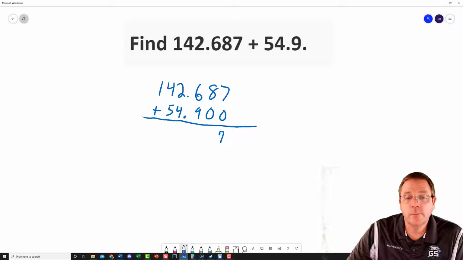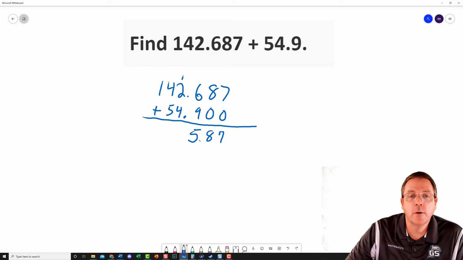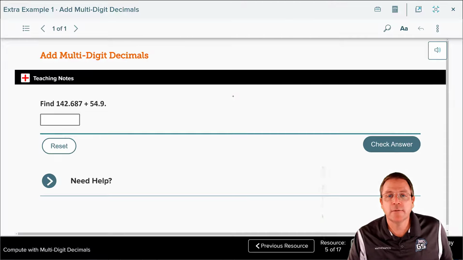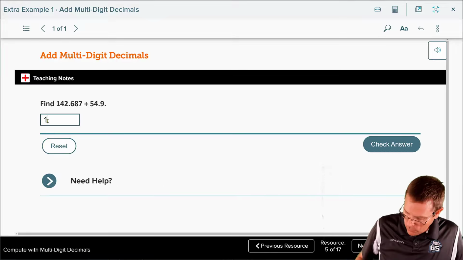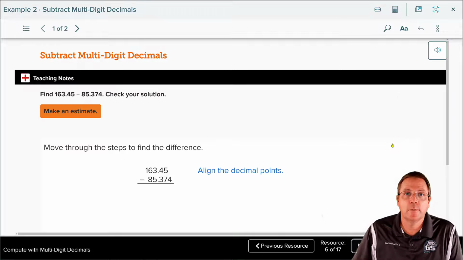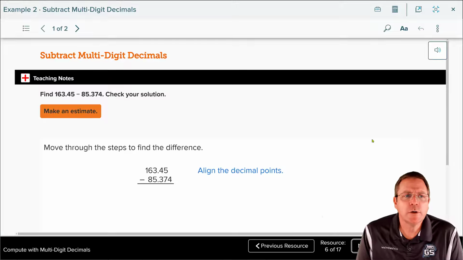7 plus 0 is 7, 8 plus 0 is 8, 6 plus 9, that's going to be a 15, carry the 1, 1 plus 2 plus 4 is going to be 7, 4 plus 5 is going to be 9, and the 1 comes down, and your decimal comes straight down for 197 and 587 thousandths. So let's plug it in. 197 and 587 thousandths. Check our answer. Our answer checks well.